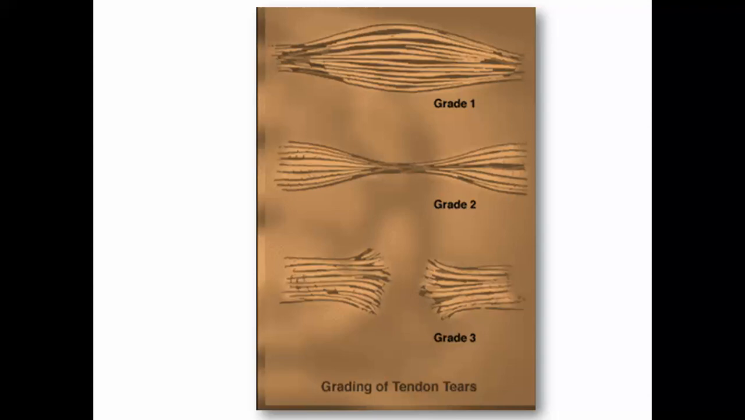Any tendon could be swollen. This is called grade 1 injury. Could be stretched, and this is grade 2 or partial injury. Or be cut, will be grade 3.